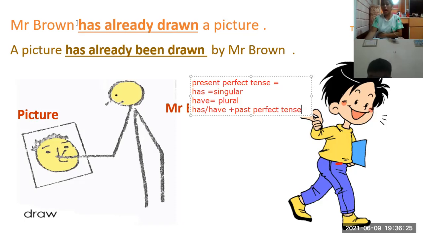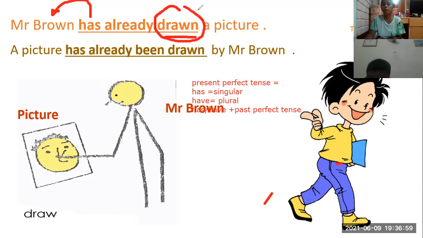PP. So in here, we use "has." Teacher Anne, why do we use has? Because Mr. Brown is only one. There is only one Mr. Brown. And here you have has plus drawn. This is the past participle of the word draw. Since the pattern is has or have plus the past participle, it becomes drawn. Drawn is the PP, the past participle. Okay? You understand? Okay.